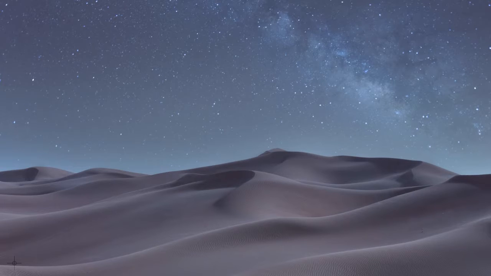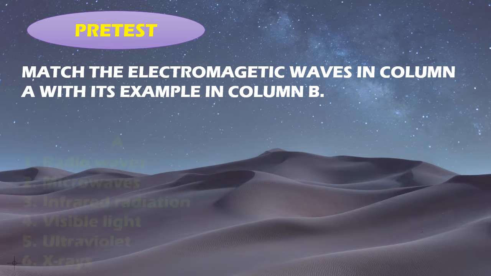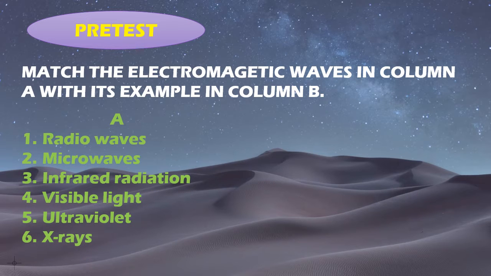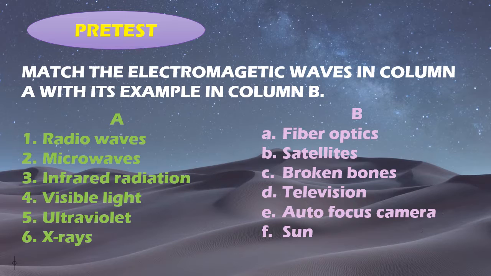Let us have our pre-assessment. Kindly please get a piece of paper for your answer. Match the electromagnetic waves in column A with its example in column B. I will give you 1 minute, or you can pause the video while you are answering. We are going to determine the answers later in this video.